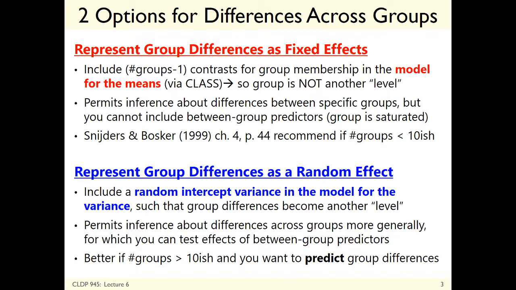Ten-ish is the recommendation that's provided. I've seen this in a couple different places, and they provide absolutely no data to support it, by the way. It's just ten-ish. To me, it's more about the inference you're trying to make. So you can have more groups than 10 and still have a good reason to do a fixed effect model if what you're interested in is how each group does.